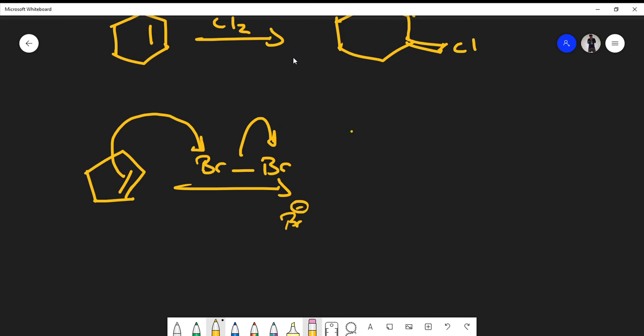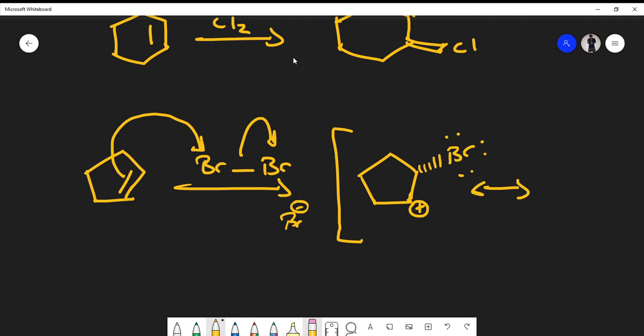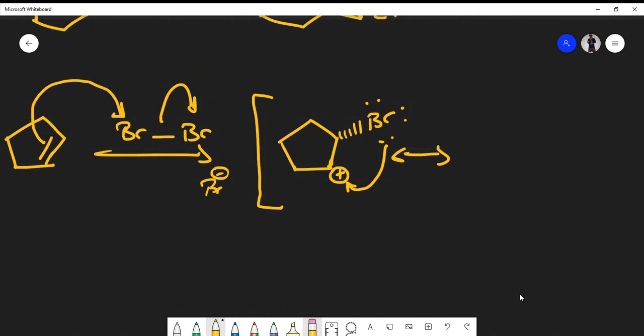Right? Now what happens next is interesting, in that we actually form a bromine, and we have a positive charge on the carbon adjacent to it. Now, because this is unstable, and we know bromine is electronegative, it can actually stabilize a positive charge. It actually attacks the carbon adjacent to it that contains the carbocation, and we get another intermediate.